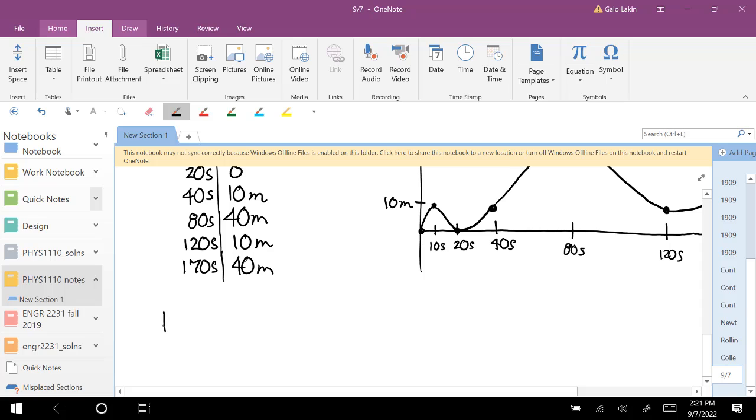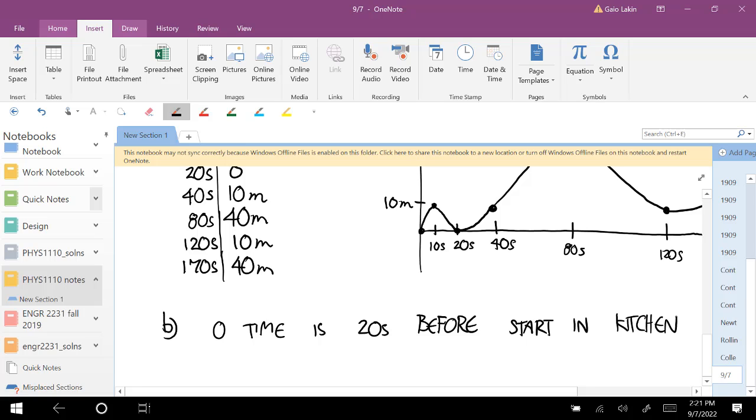Okay, so for part B, let's say 0 time is 20 seconds before you start in the kitchen. That's like if you start the stopwatch, you think something's going to happen, but it doesn't for 20 seconds. And when something starts, your stopwatch says 20 seconds. Okay.